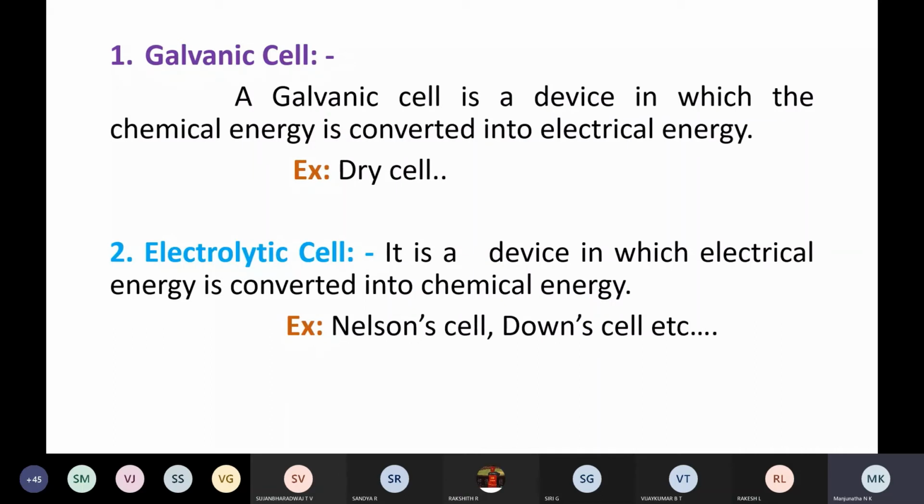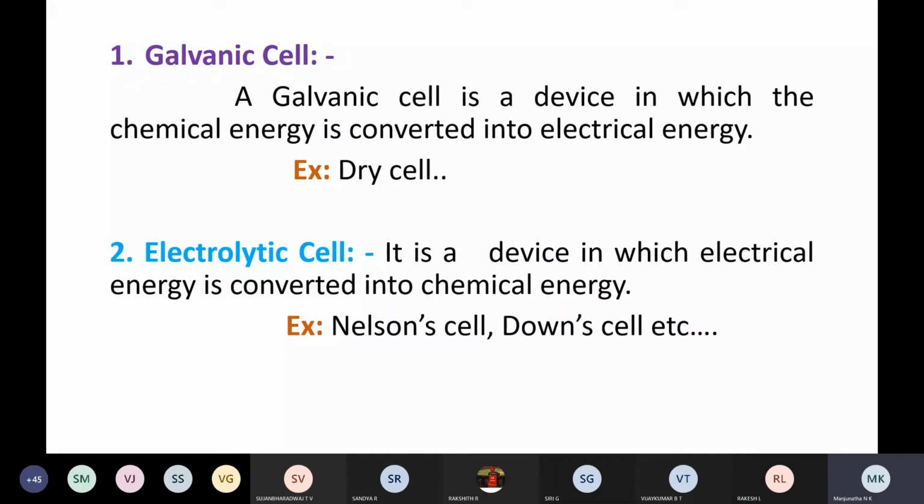For example, dry cell or Daniell cell. In the case of a dry cell or Daniell cell, there is zinc sulfate in one container and copper sulfate in another container. This you already studied in your PUC, that is the construction and working of a galvanic cell, in which the chemical energy present is converted into electrical energy. So these types of devices are called galvanic cells.